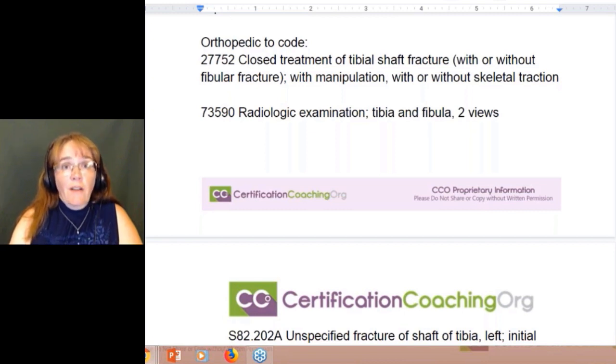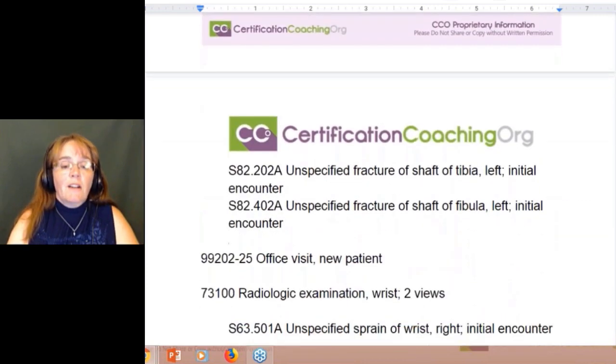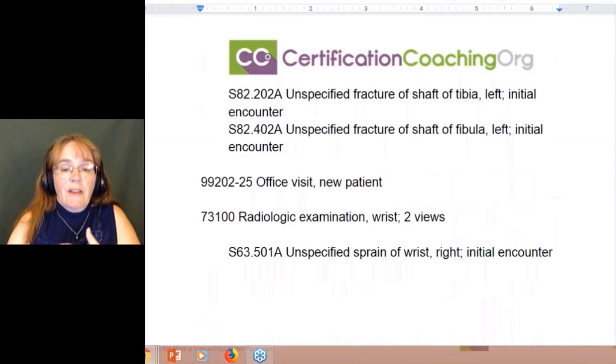Now, they came to the office. This is right when it happened. We have to take x-rays. So we have a 73590, a radiological exam, tib, fib, 2 views. It's the only code option to choose. Our diagnosis is going to be an unspecified fracture of the shaft of the tibia, left, initial encounter. It's the first time we're seeing them. We use that A for initial encounter, and then an unspecified fracture of the shaft of the fibula, left, initial encounter.